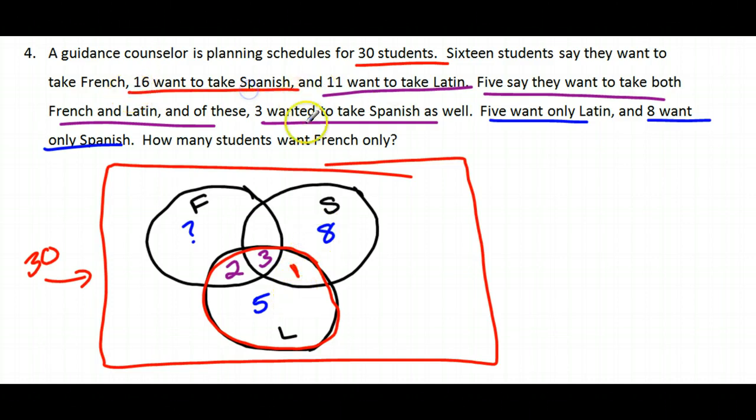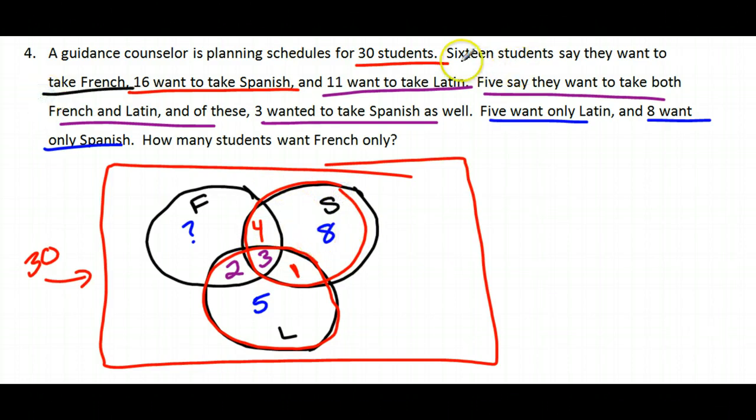Now I've got 16 that want to take Spanish. So I've got 8, 9, 10, 11, 12 already. How many am I missing? I'm missing 4. 1 plus 3 plus 4 plus 8 would give me that total 16. Cool, so I've got them covered.